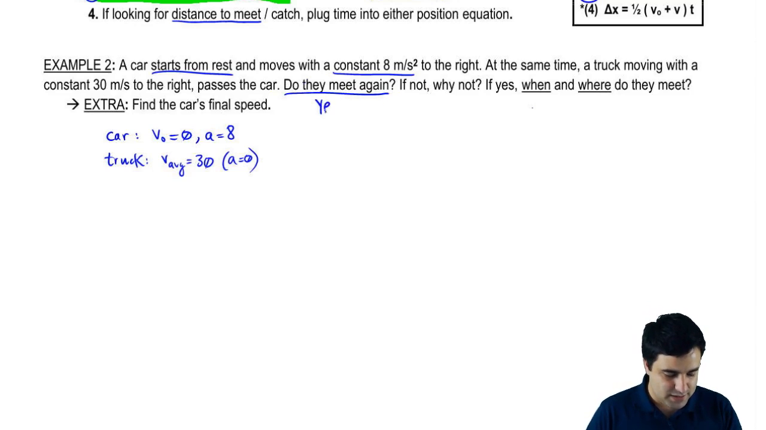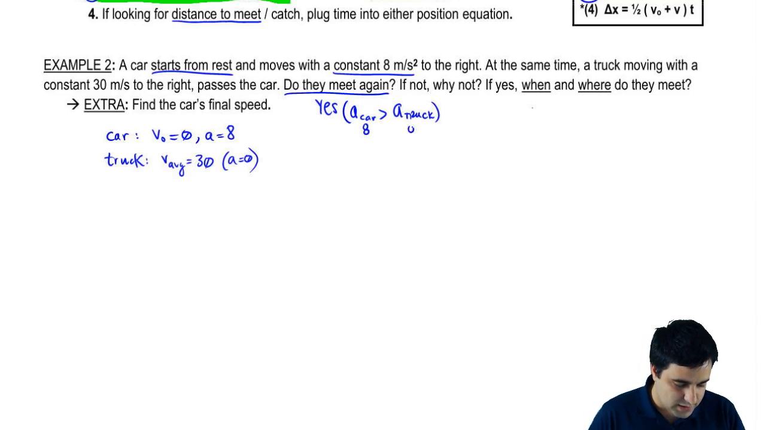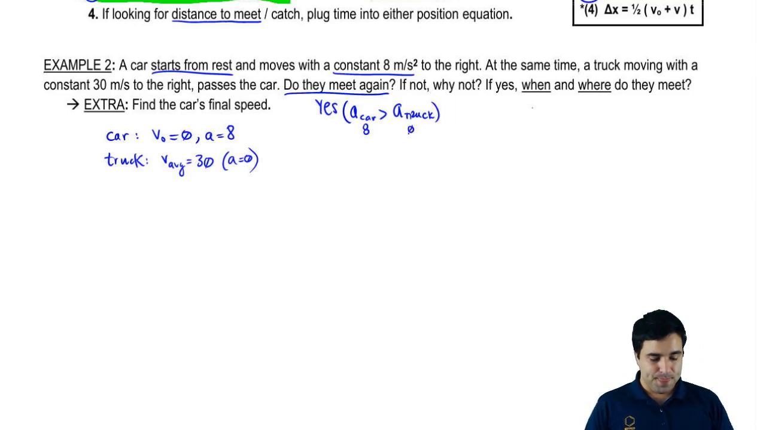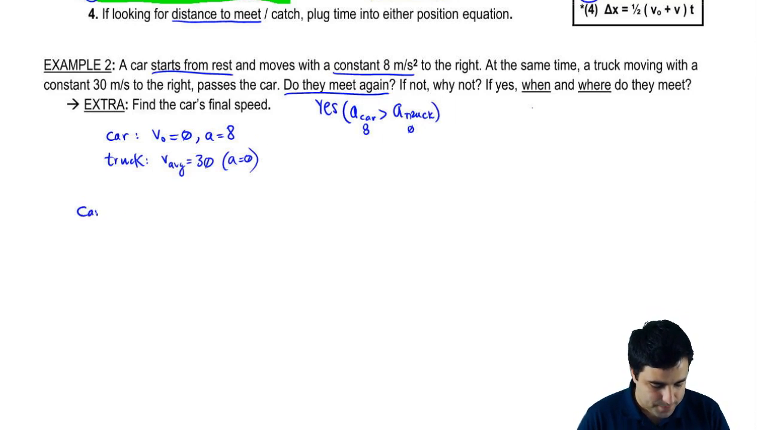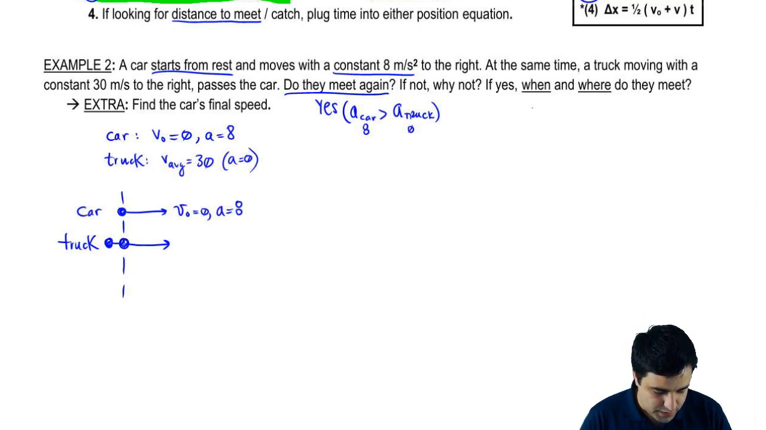So do they meet again? The answer is yes. And it doesn't ask why they meet again, but basically the acceleration of the car is greater than the acceleration of the truck. Right? This is 8. This is 0. So the car eventually catches up. So let me draw this real quick. This is the car moving with initial velocity of 0, acceleration of 8. And this is the truck. The truck was already moving, so the truck kind of comes from behind and then crosses over here.